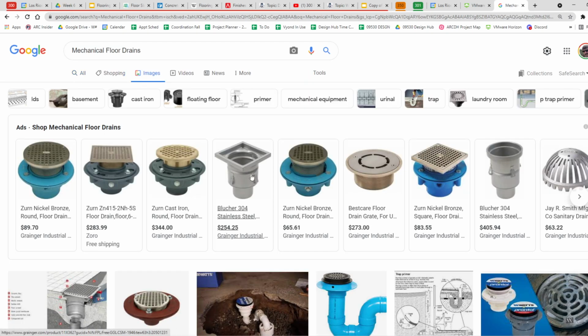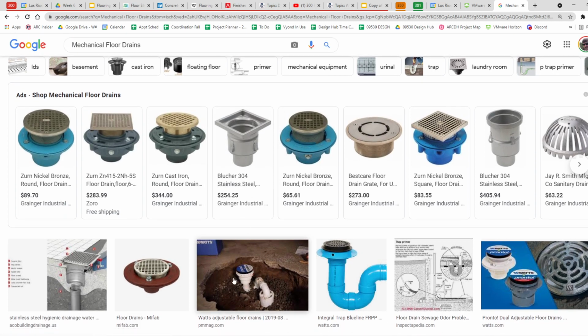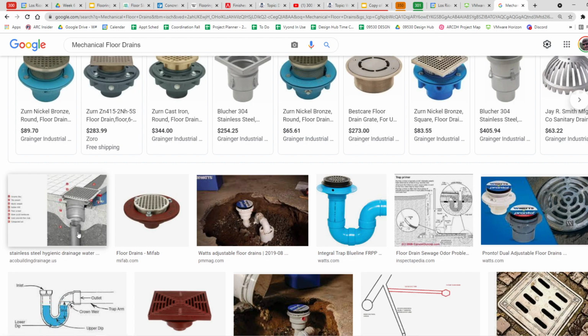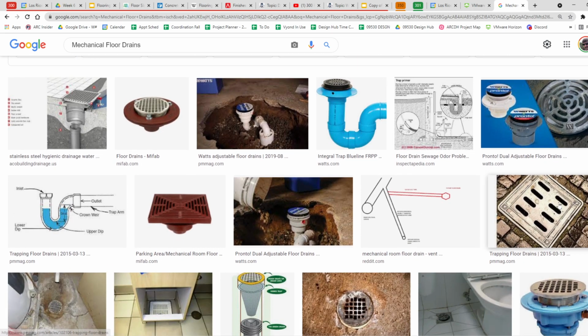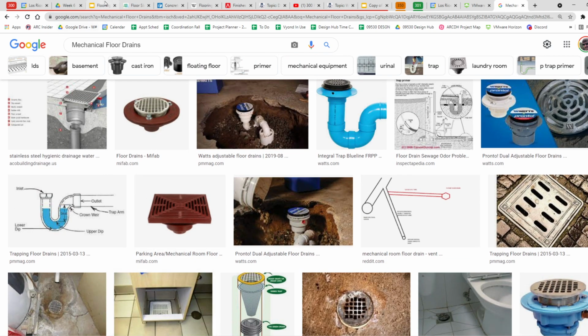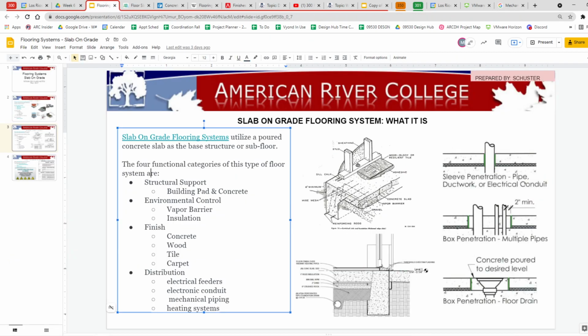And look at some, oh, that's a mechanical floor drain. That's a mechanical floor drain. There's a mechanical floor drain. That's a really nice one. It really shows how a floor drain is supposed to work. Okay, so these are just to make sure that you have some knowledge of what some of these are.